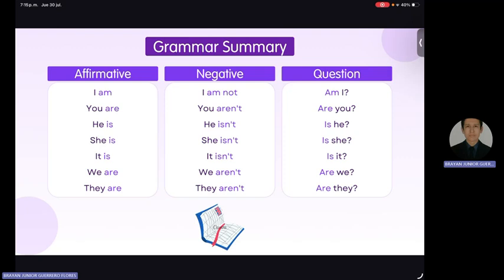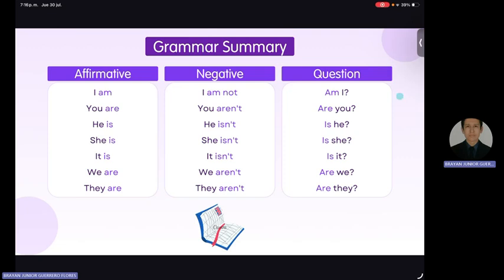Okay, now the question. Remember, you have to use the verb to be first, and after that the subject. Help me reading, please. Very good, excellent. Am I? Are you? Is he? Is she? Is it? Are we? Are they? I know that if you don't have practice, it's a little difficult, but you have to use it. Remember, the verb to be is first in the questions, and in the affirmative and negative form, you have to write the subject first.